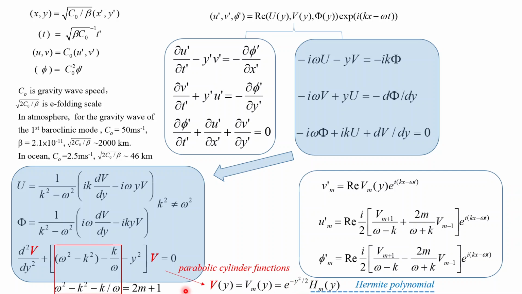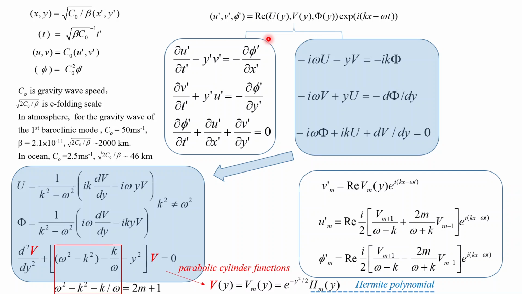Okay, so once you have this v solved in this form, then you can substitute back into u and phi, and then you can obtain u prime, phi prime, and v prime. So this is the solution for the shallow water equation in the equatorial beta plane.